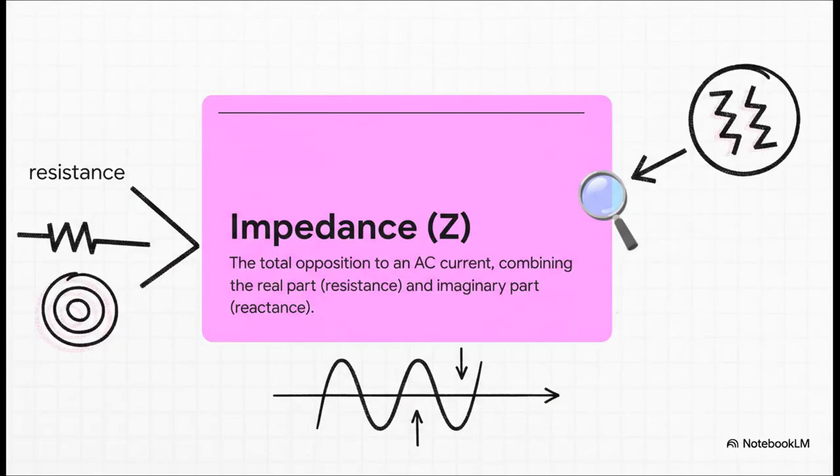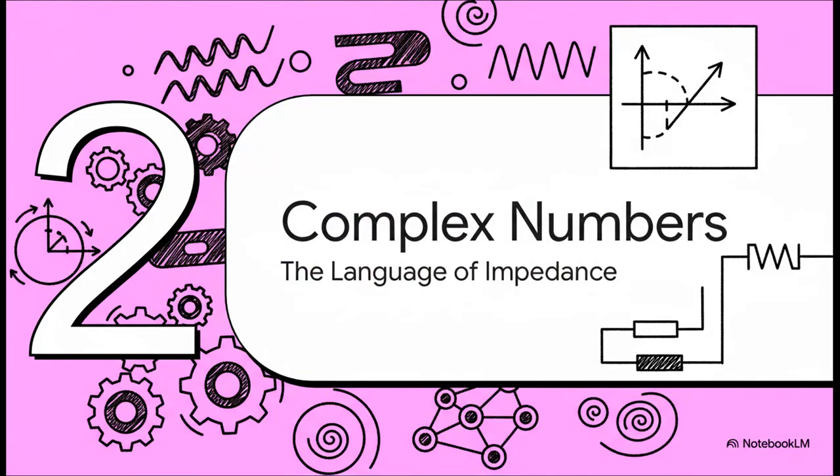So you take the friction part, the resistance, and you add the energy-storing swing-set part, the reactance. Put them together, and voila, you get the total opposition. We call that impedance, and we use the letter Z to represent it. That's the whole shebang. So, how on earth do you mathematically handle two totally different kinds of opposition at the same time? One that's instant and one that's delayed?